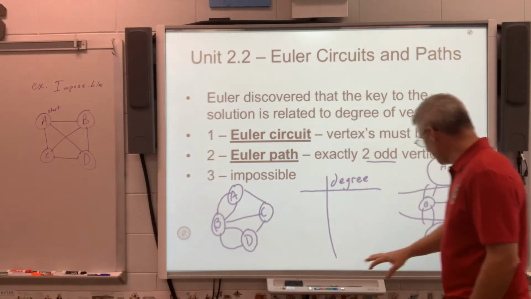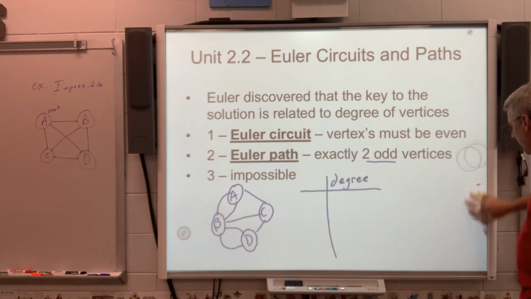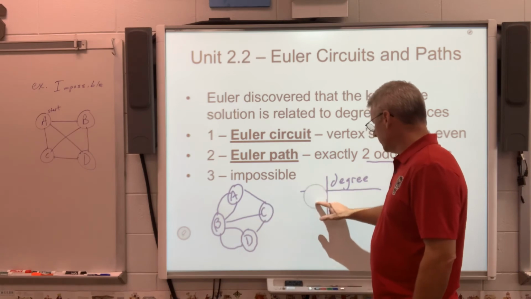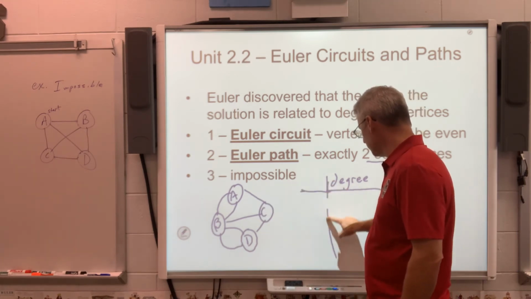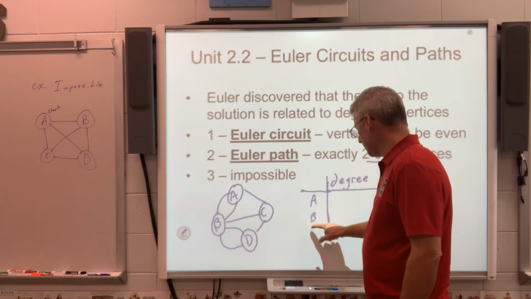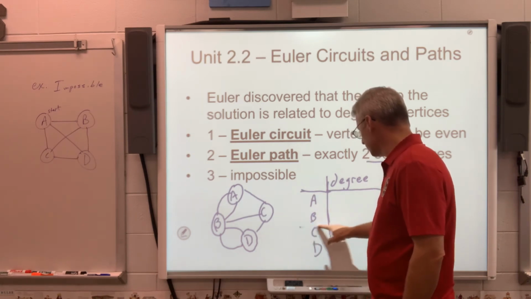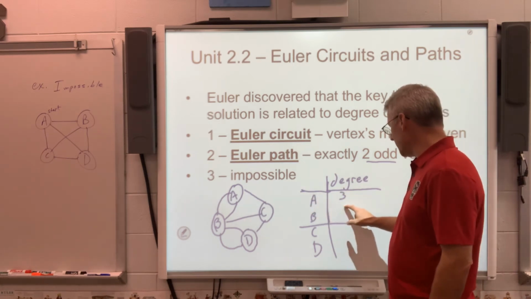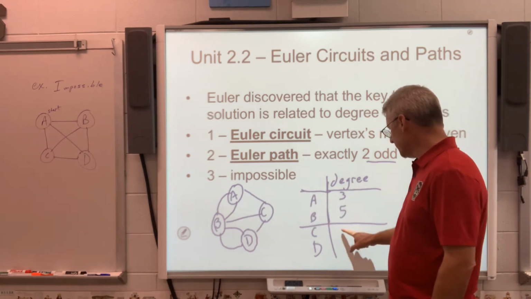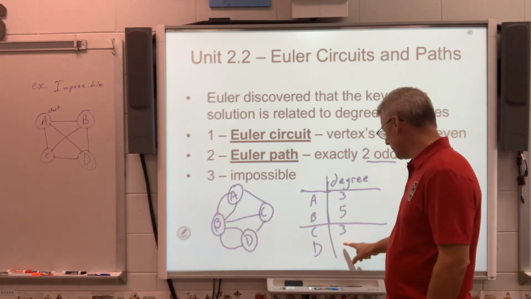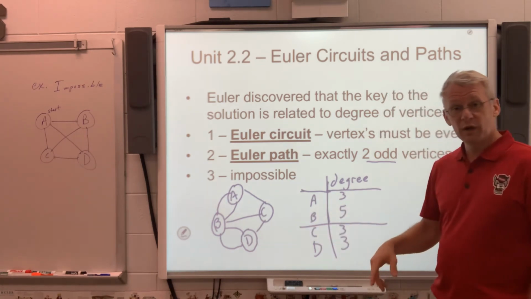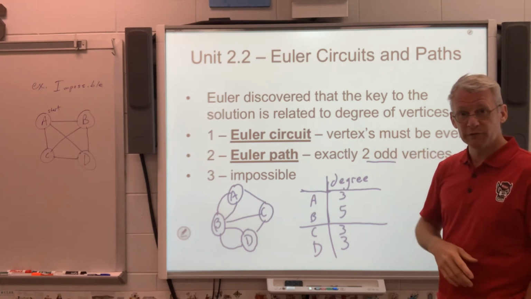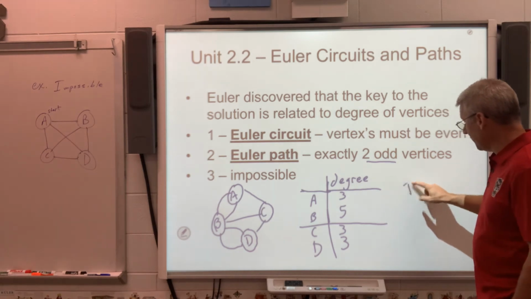All right, so now let me take this out. Now let's look at the degrees on this. If I have A, B, C, D, then A has 3, B has 5, C has 3, and D has 3. Well, how many odd ones do I have? I've actually got more than 2. I've got 4 odd ones. So as a result, this is impossible. You can't do it.